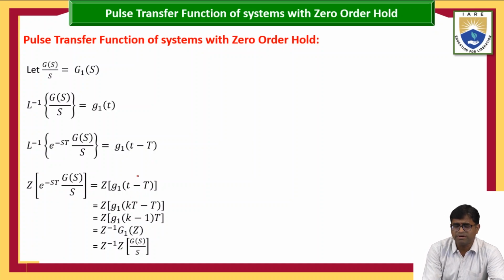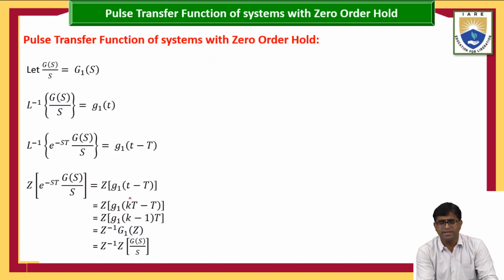If you take the Z transform of the first term, it is coming to kT. Taking T common, so G1 of (k minus 1) into tau. So it is coming to Z inverse of G1 of Z into G of Z. We know this one.